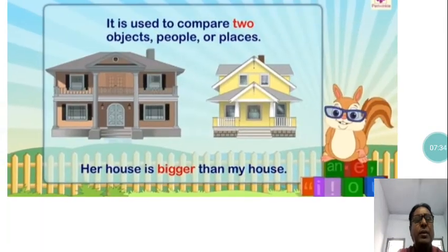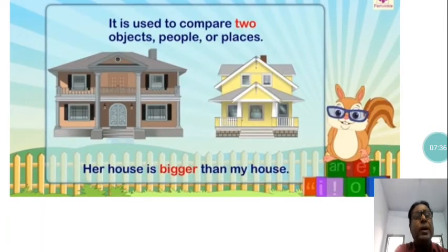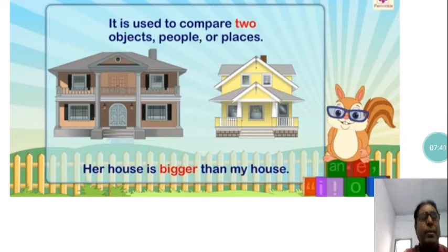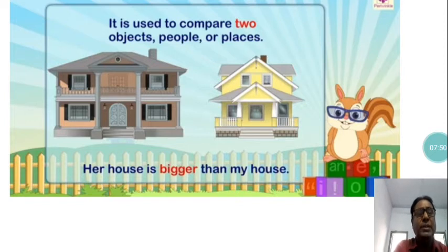You can see it is used to compare two objects, two people or places, as we already learnt about comparative degree. Here you can see one example. Her house is bigger than my house. You can see there are two houses. One is bigger than the other. So in this way, you may use the comparative form of the same word big.